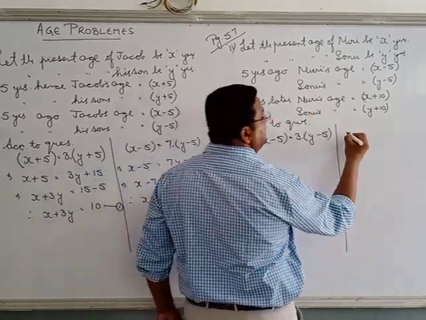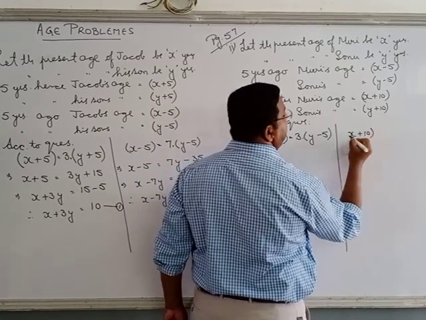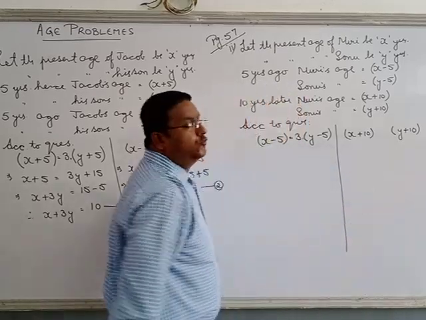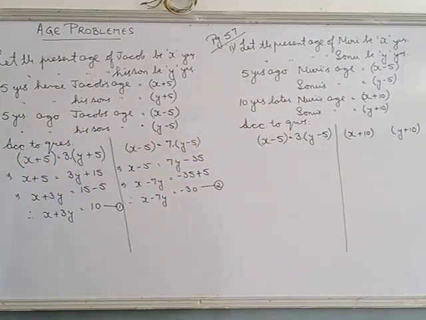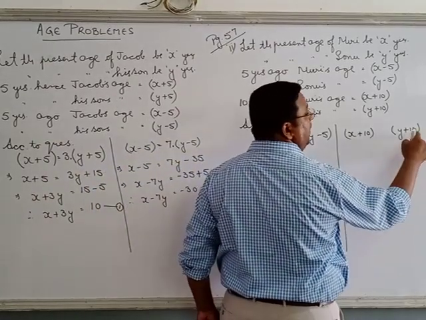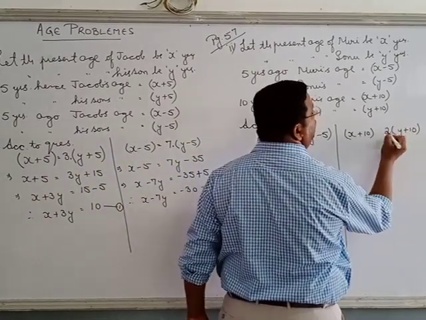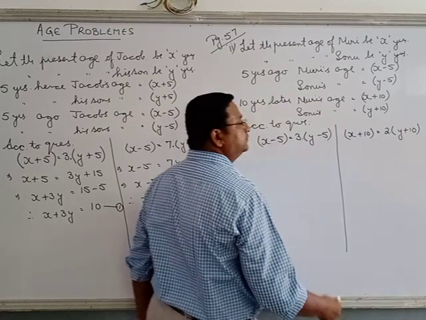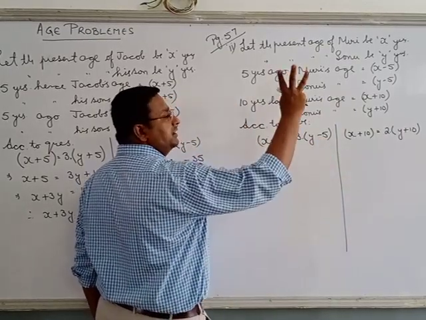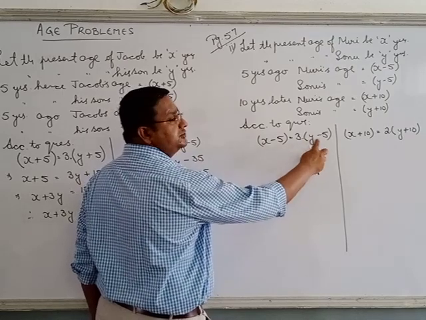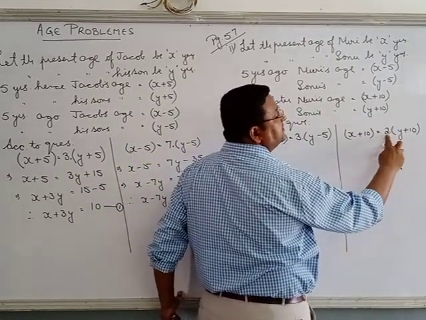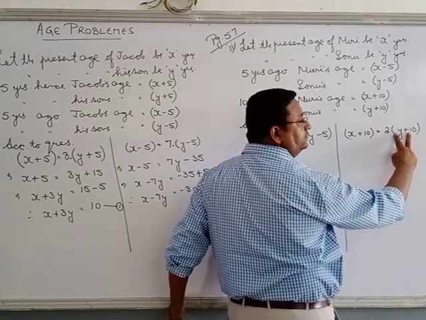And 10 years later, what are the ages? x plus 10 and y plus 10, Nuri and Sonu. What does he say? So Nuri, 10 years later, will be twice as old as Sonu. Twice as old as Sonu, 2 into y plus 10. Understood? 5 years ago, Nuri was thrice as old as Sonu, 3 times Sonu's age. 10 years later, Nuri will be twice as old as Sonu.